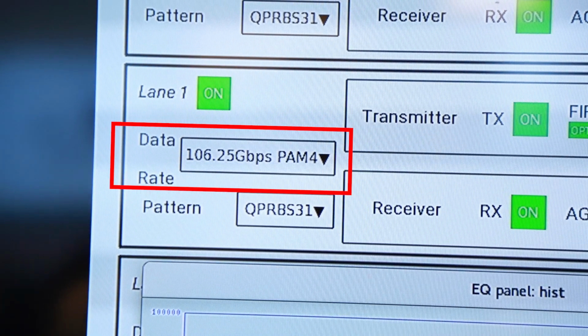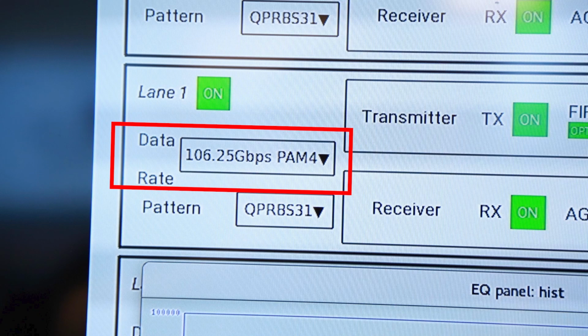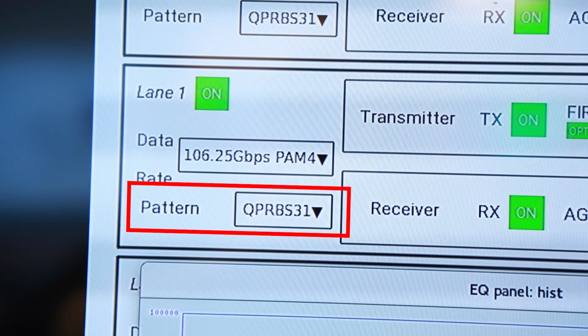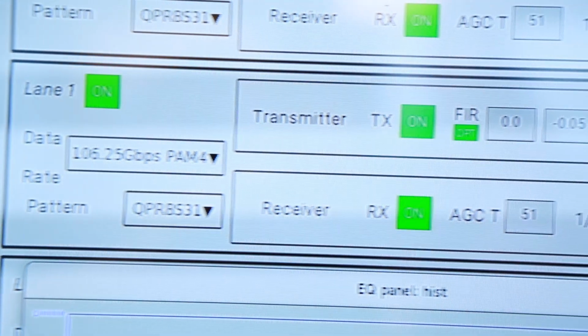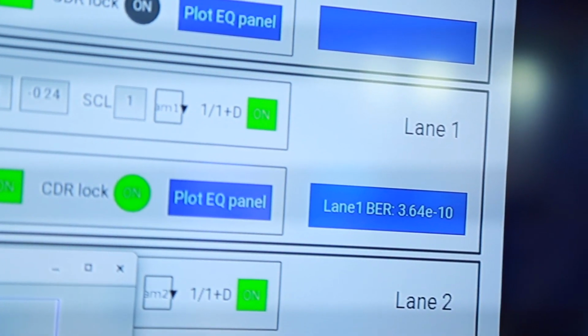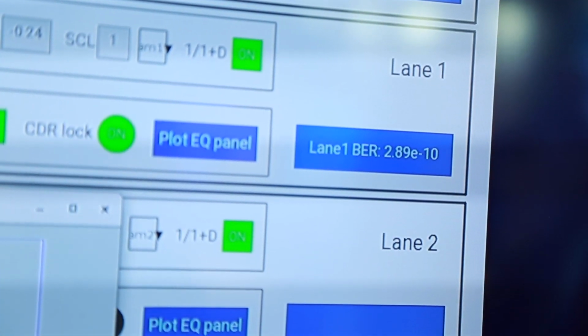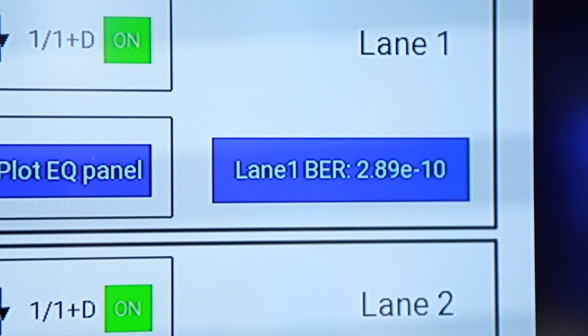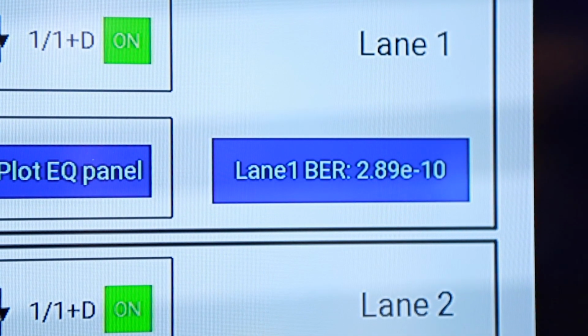A data rate of 106.25 gigabit per second PAM4 with PRBS 31Q data pattern. Excellent prefact bit error rate is achieved at 3E-10. The low prefact BER gives the benefits of allowing a lighter FEC with less latency and less power.